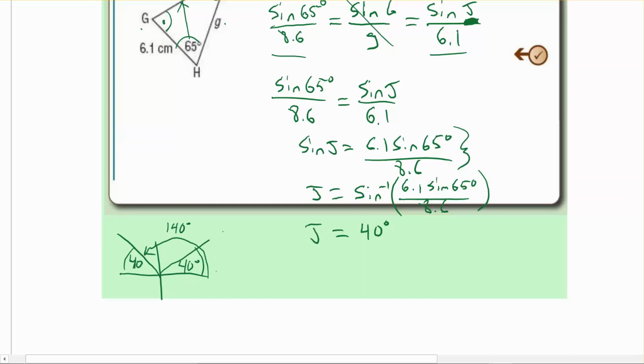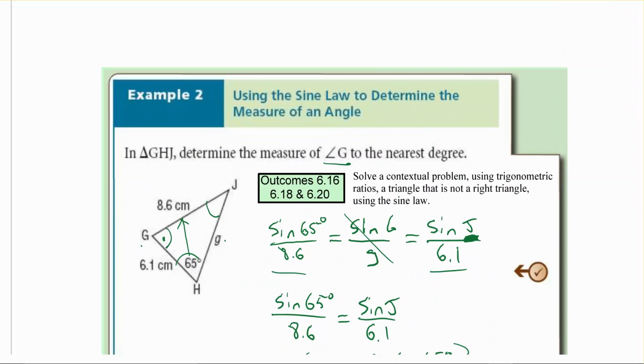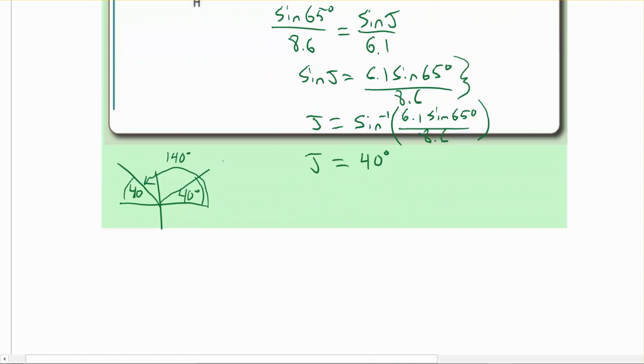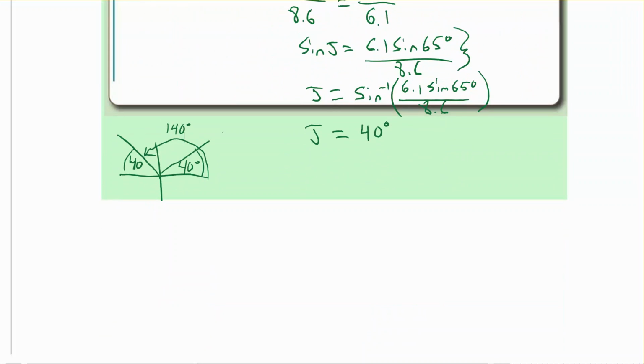So here's the ambiguous part. It's called the ambiguous case of the sine law because we don't know whether this angle is going to be 40 or 140. Those are the two that it could be. It could be one that opens with an acute angle, or one that opens up like that, right? We don't know which one. So we've got to use our common sense to figure it out.